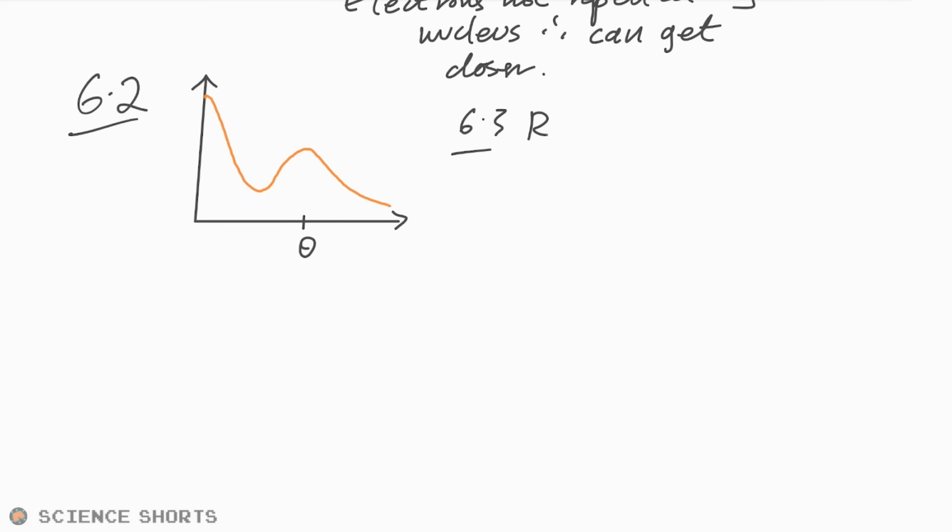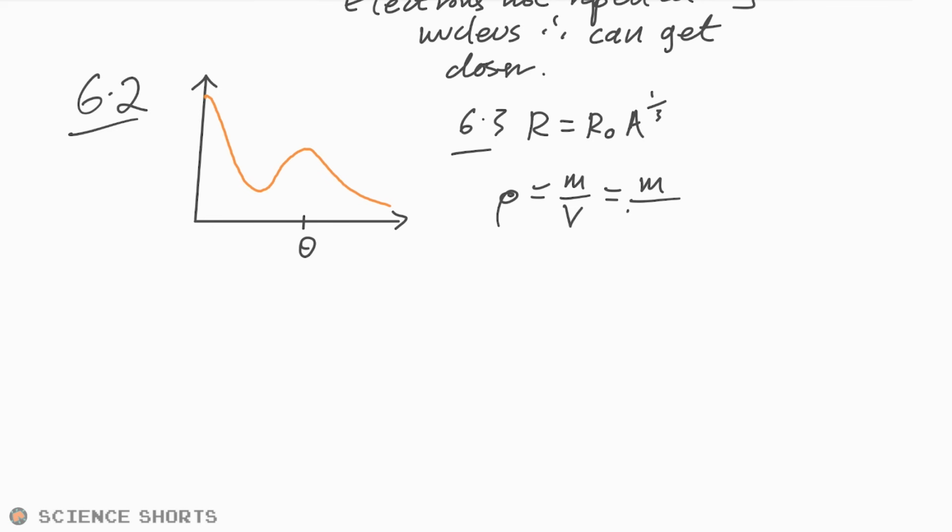6.3. R is equal to R0 A to the third. So this equation is consistent with the idea that all nuclei have the same density. Okay, so let's just write down density is equal to mass divided by volume. So mass divided by, this is a silly question, a bit of tautology for you. Divided by 4/3 pi r cubed.